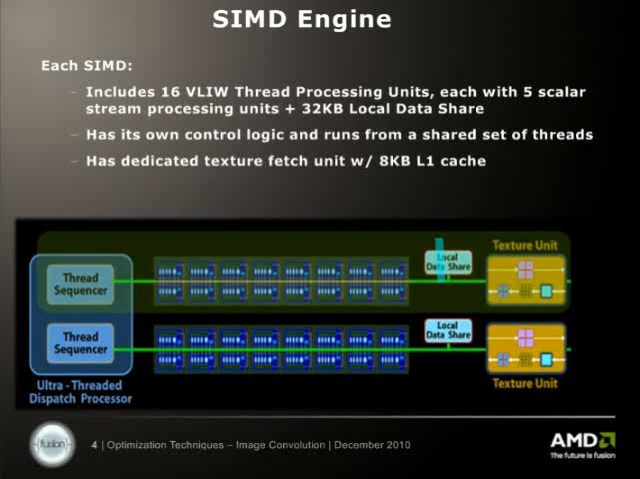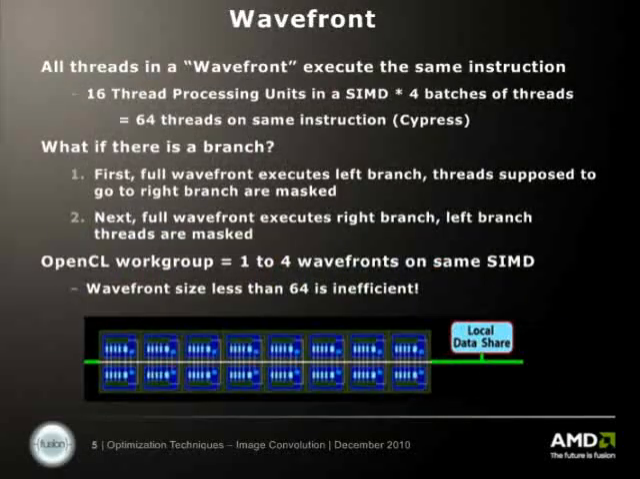So we have the local data share. That is one type of cache, right? And then we also have the texture cache, which is the second type of cache, and I'll touch on both. So this is more or less the diagram of the texture unit, right? The local data share is 32 kilobytes, and the texture cache is 8 KB. Okay. So let's move on to the next slide.